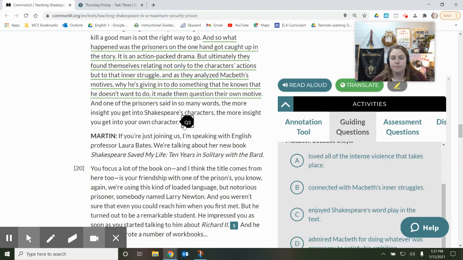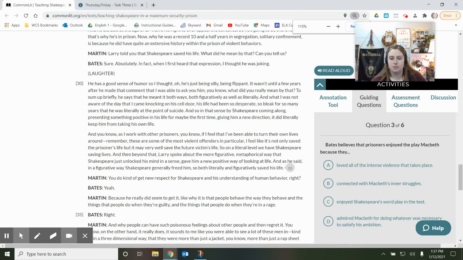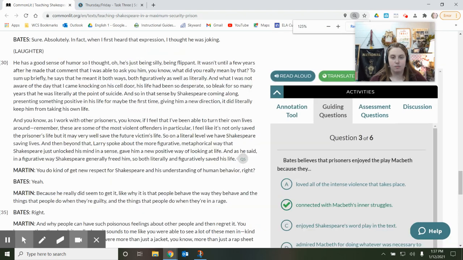All right, so let's go to question 3. Let me make it a little bit smaller. Okay, Bates believes that the prisoners enjoyed Macbeth because why? They loved all the intense violence that takes place. They connected with Macbeth's inner struggles. They enjoyed Shakespeare's wordplay in the text, and they admired Macbeth for doing what was necessary to satisfy his ambition. All right, what do you guys think? Did you think B? Good job. Okay, so let's zoom back in.